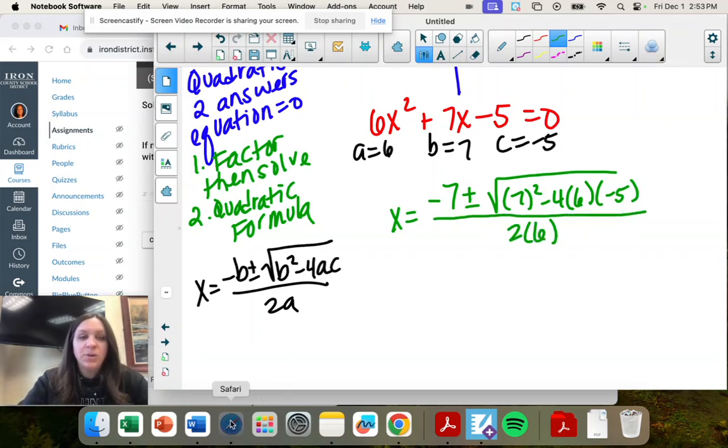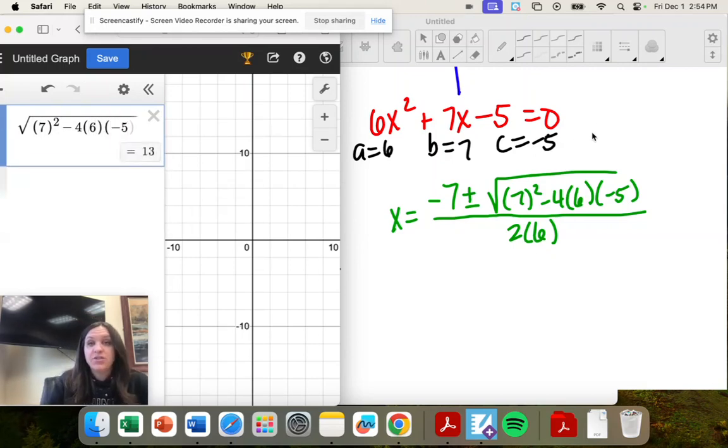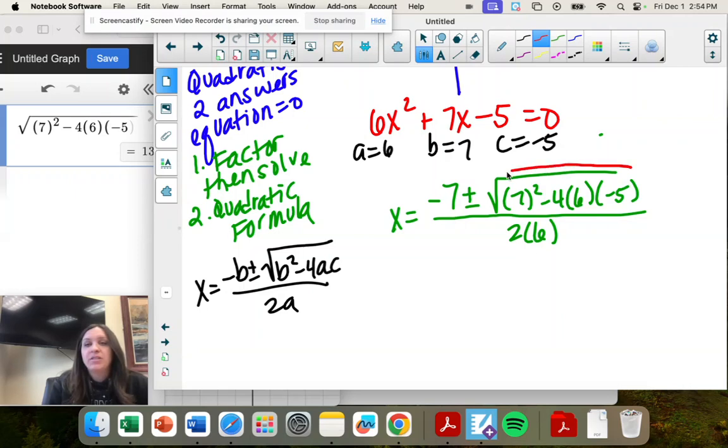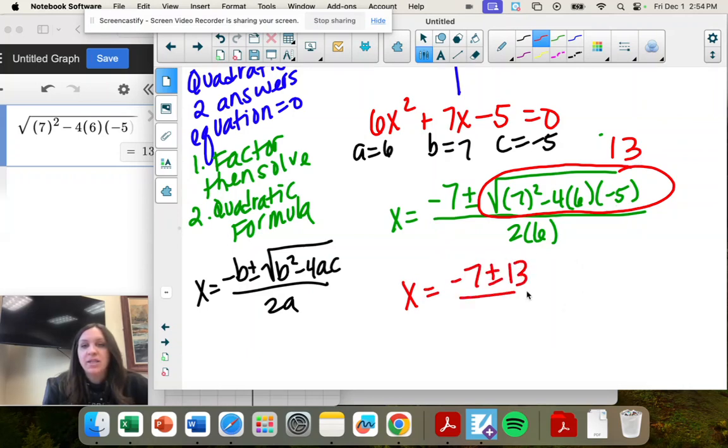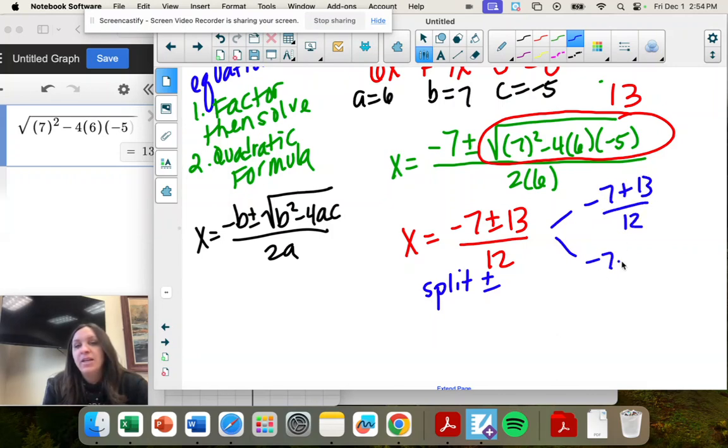And when we do this, we put in just the square root part. So I have the square root of 7 squared minus 4ac, and that's 13. So I'm going to replace this whole thing with just 13. I still have negative 7 plus or minus, and now I have 2 times 6, which is 12. Okay, to get my two answers, I split that plus or minus. So I have negative 7 plus 13 over 12, and negative 7 minus 13 over 12.